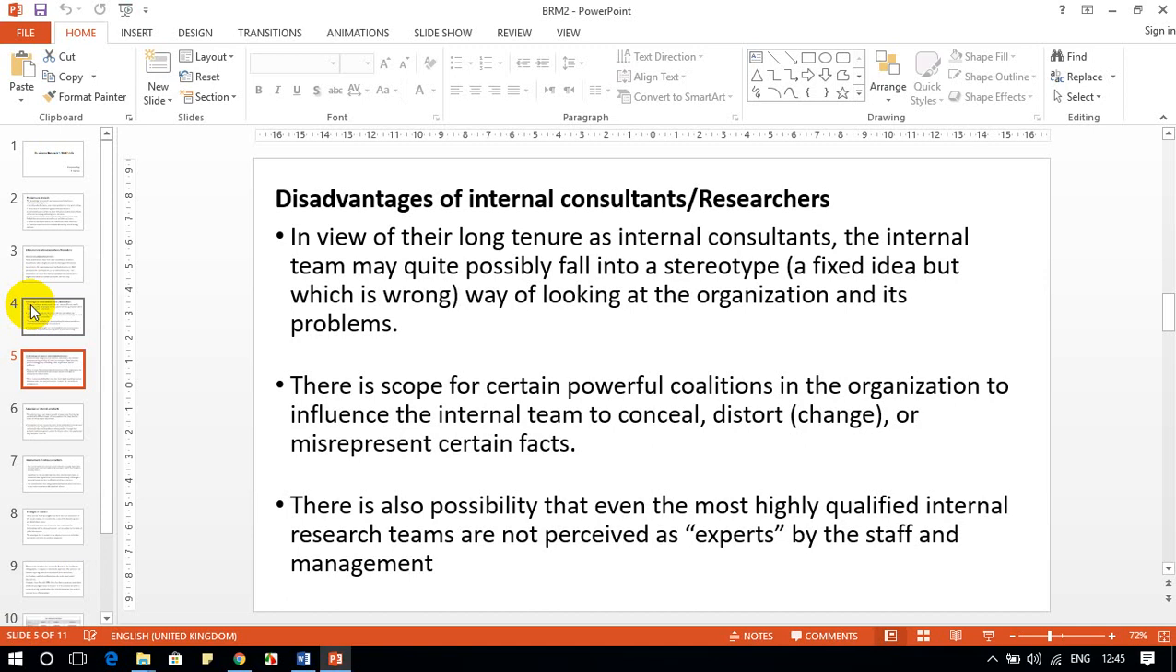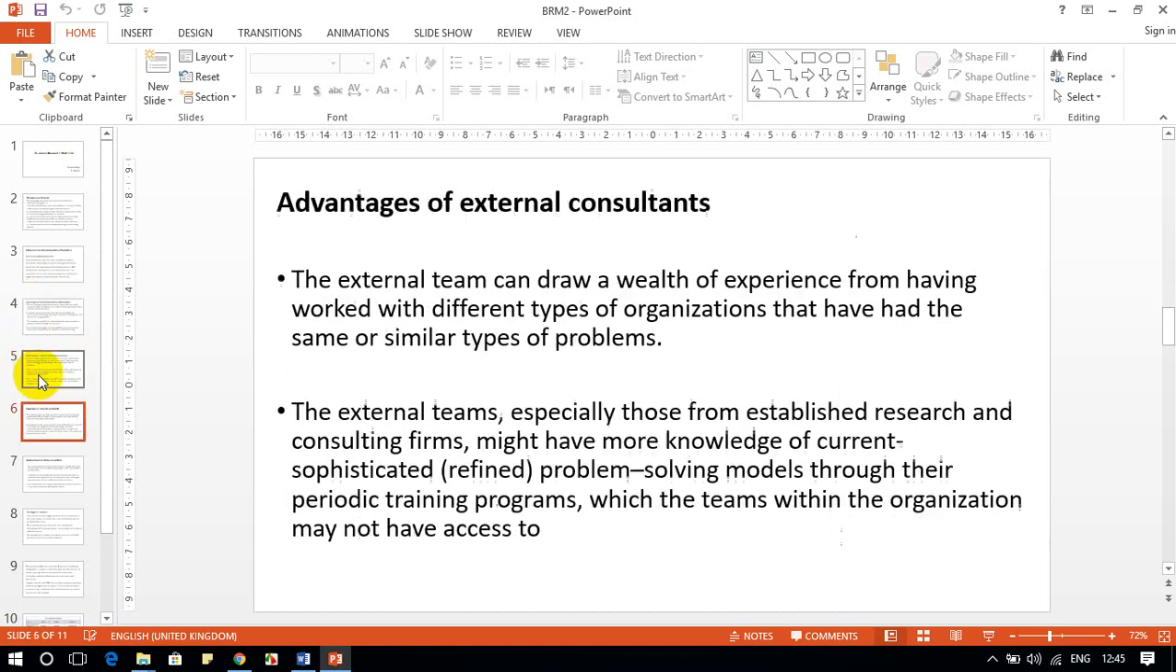The last negative point of internal consultant research is that there is also a possibility that even the most highly qualified internal research teams are not perceived as experts by the staff and the management. So the low perception of expertise within the business organization is also one of the negative points of internal consultants, particularly toward research. Apart from understanding the advantages and disadvantages of internal consultants toward research, we are here to talk about the external consultants.